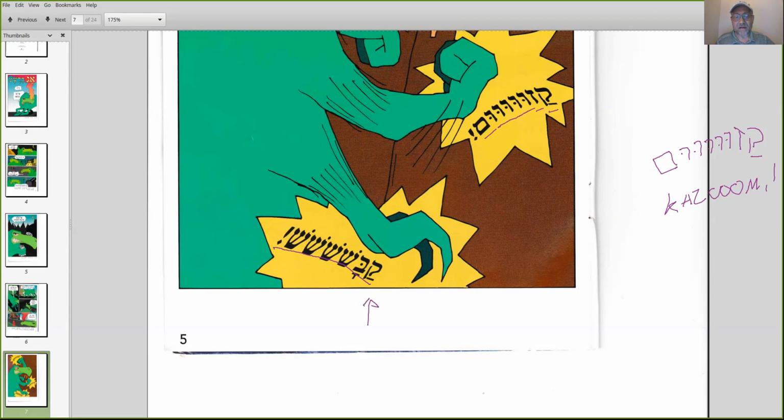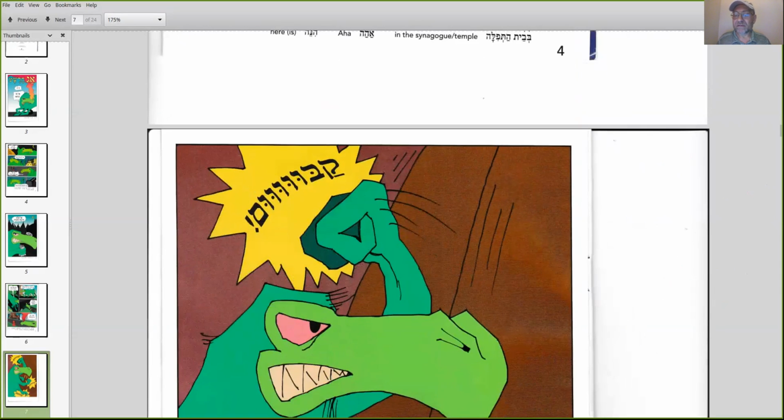We have kabash. So we start out with a kof, patach, a bet with a kametz under it, ka-ba, and look at all of these sheens, a bunch of them here. Very emphatic, emphasis. Ka-bash. Okay, so here is Og the Terrible trying to break this door to the house of prayer down.